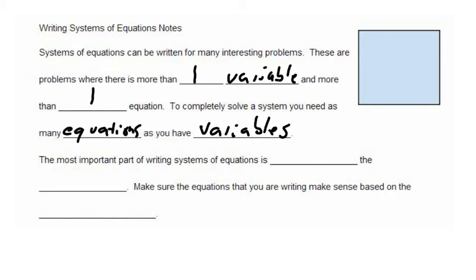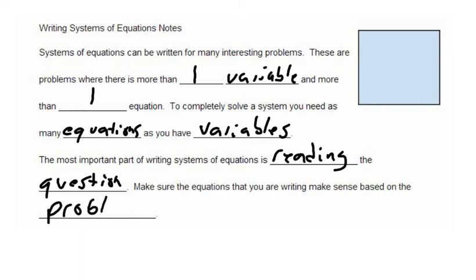The most important part of writing systems of equations is reading the question. Okay, all the information you need is going to be in there. Make sure that the equations that you are writing make sense based on the problem. Okay, so make sure you're following some good reading strategies, looking for very important information as you're reading these problems. Let's take a look at an example.